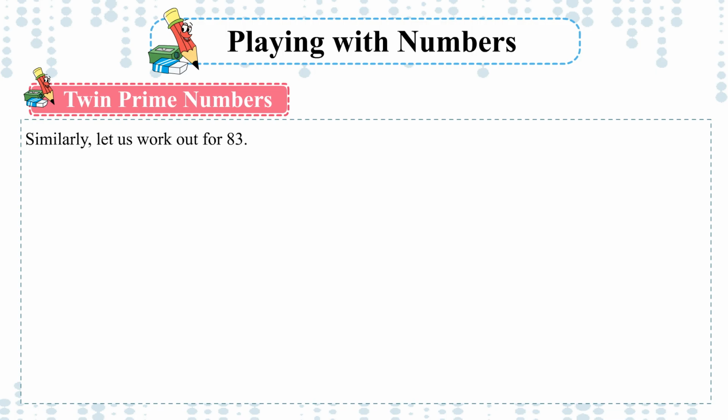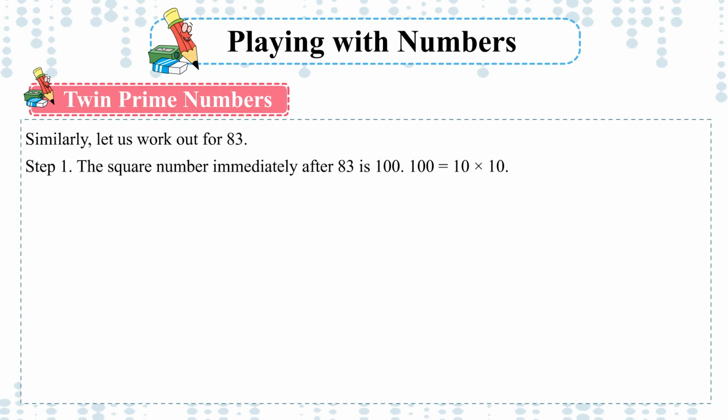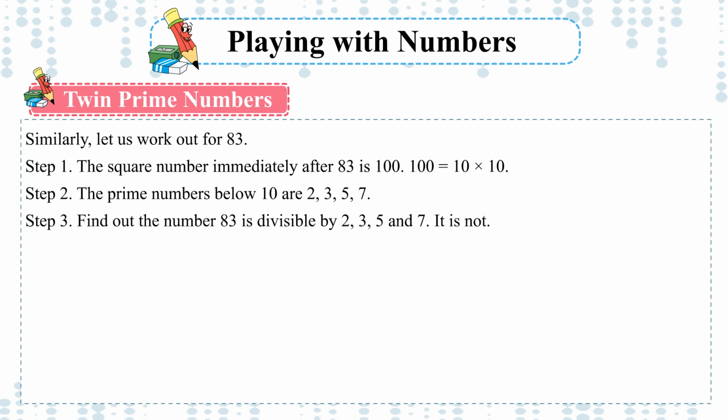Similarly, let us work out for 83. Step 1. The square number immediately after 83 is 100. 100 is equal to 10 times 10. Step 2. The prime numbers below 10 are 2, 3, 5, 7. Step 3. Find out if the number 83 is divisible by 2, 3, 5 and 7. It is not. So, the number 83 is a prime number.